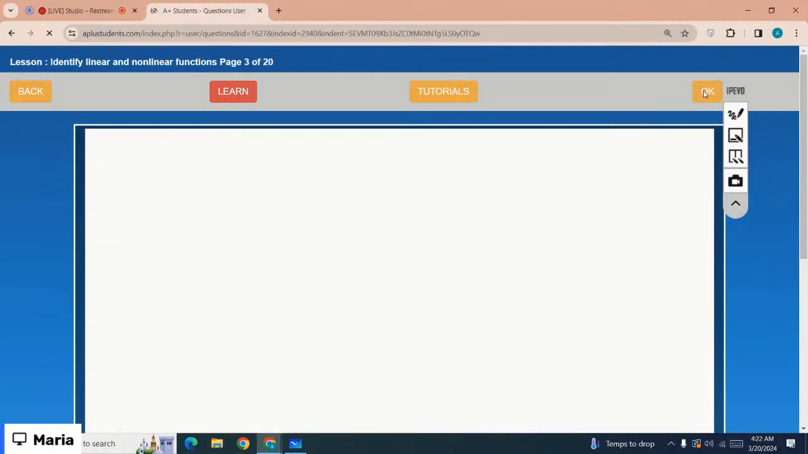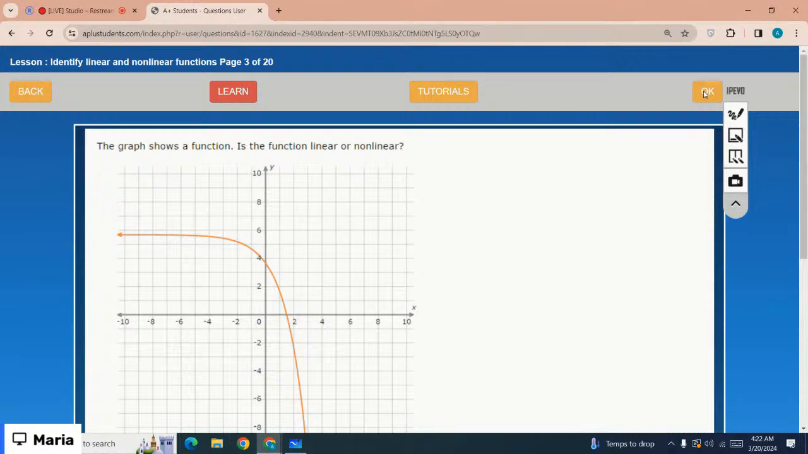The next one is the graph shows a function. Is the function linear or non-linear? So which is the correct option? The graph is not a straight line, right? That means the graph is a non-linear function. The correct option is non-linear function.